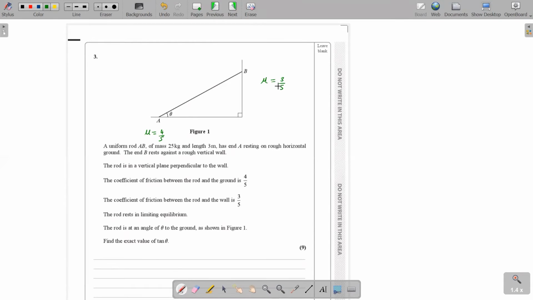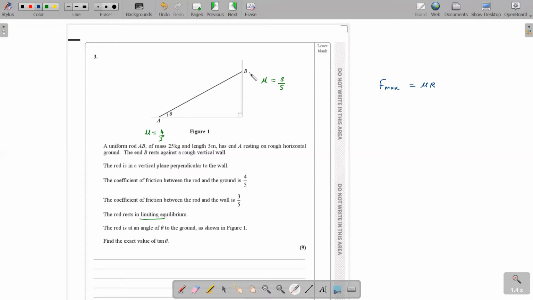They say here the rod rests in limiting equilibrium. What do you mean by limiting equilibrium? Limiting equilibrium is when the object, this uniform rod, is about to slip. It's about to move. That's why it's in limiting equilibrium. In limiting equilibrium, you have the F max, the maximum friction. The maximum friction is calculated by using mu R. So since it's in limiting equilibrium, you have the maximum mu R friction acting at both ends.